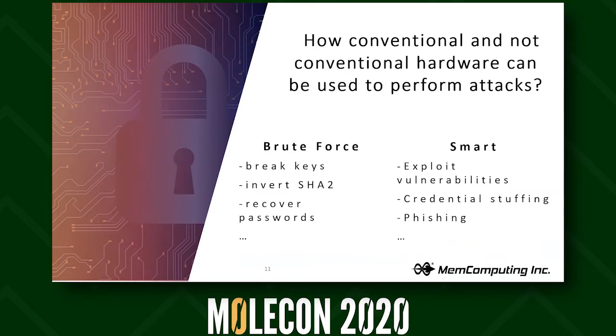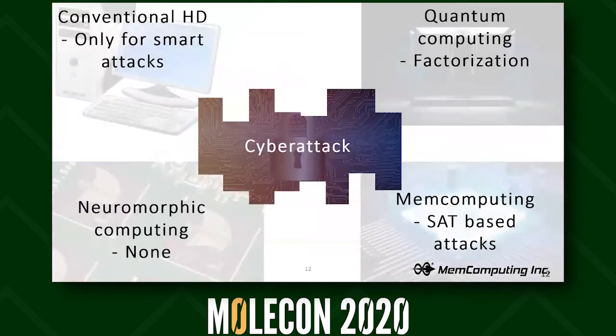And just let me briefly divide the attacks into two big families. One is brute force attacks, so, for example, breaking keys or inverting SHA-2 or recovering passwords. And the other attack, obviously, can be smarter, like exploiting vulnerabilities, credential stuffing, phishing, and so on. We will concentrate more here on brute force attacks because we want to know what really new architectures can do in terms of computation. So we are not going to try to use them so smartly.